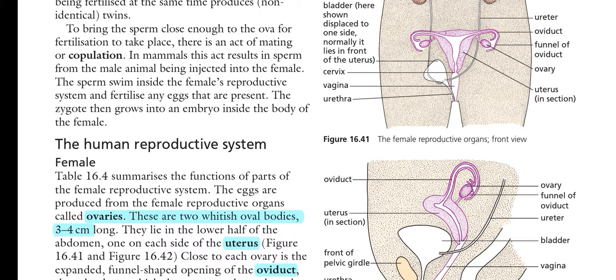This is the basic or general idea. In the next lecture we will discuss the human reproductive system present in the male and female, and how the gametes are formed.